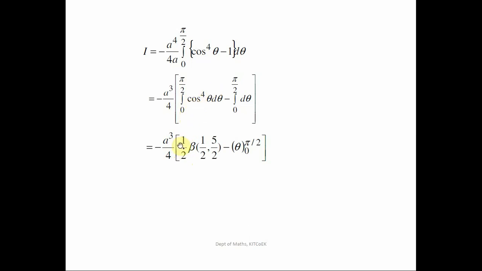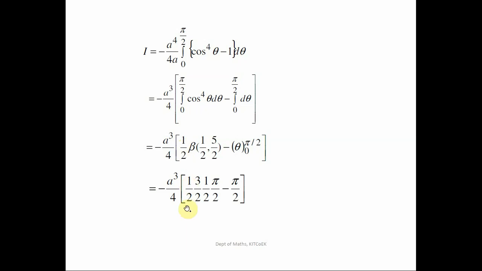by using that property, it is 1 by 2 beta of p plus 1 upon 2 comma q plus 1 upon 2. Here p is 0, so 0 plus 1, 1 upon 2. Q is 4, 4 plus 1, 5 upon 2. Minus the integration of the second term, where the integrand is simply 1. So its integration is theta and the limits are 0 to pi by 2. Simplify this beta function.